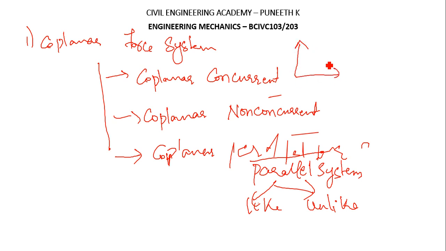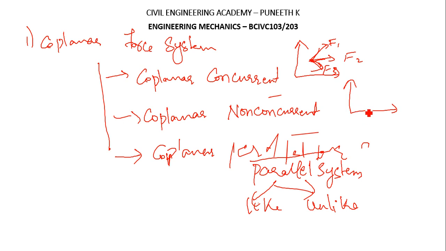We have already spoken about what is coplanar force system. Coplanar is nothing but all the forces are acting on the same plane. Then what is the meaning of coplanar concurrent? Please observe the diagram very carefully. All the forces are acting on the same plane and all the forces are set to pass through a common point. Please observe here: F1, F2, F3, the origin of all the forces is the same. That is what coplanar concurrent is all about.